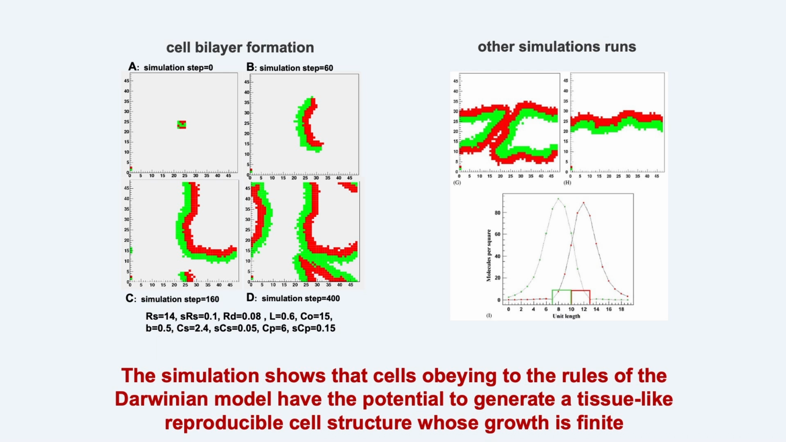Top right of the slide are 2 other examples. The shape of the worm, of the structure, may vary longitudinally, but the typical cell bilayer structure, pattern, organization is always reproduced. Thus, the simulation shows that cells obeying the rules of the Darwinian model have the potential to generate a reproducible tissue organization of finite growth.